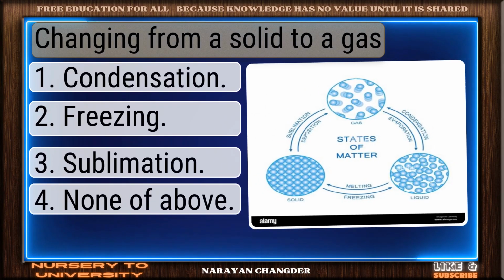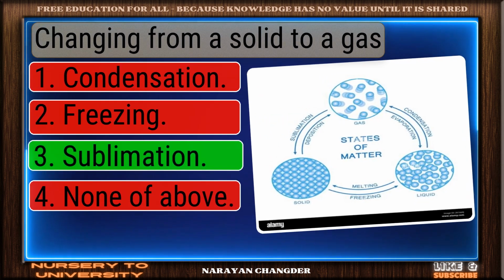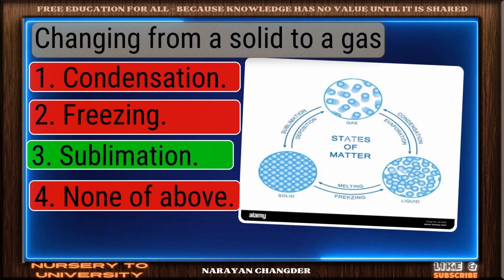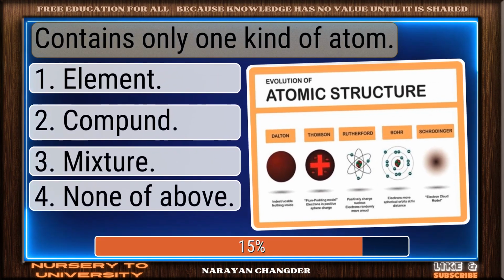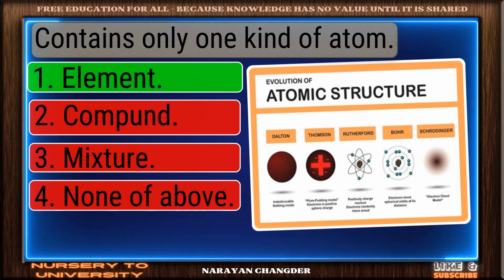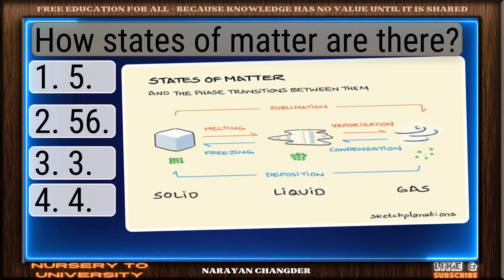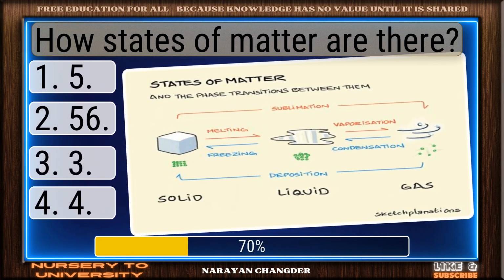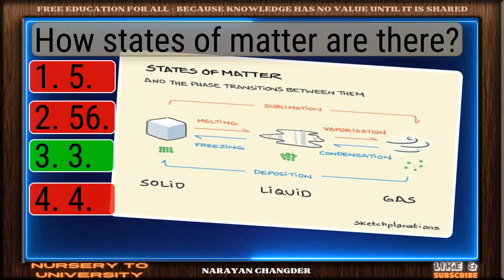Changing from a solid to a gas. Nice work. You chose sublimation, and it is correct. Contains only one kind of atom. Good job. Your answer element works well here. How many states of matter are there? Good thinking. 3 is the right answer.